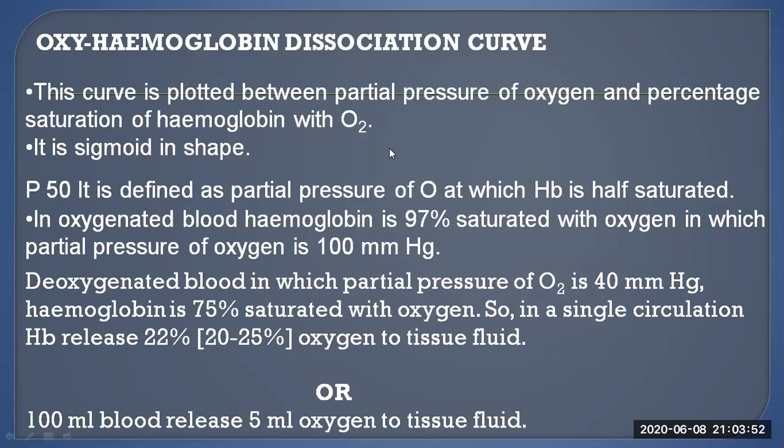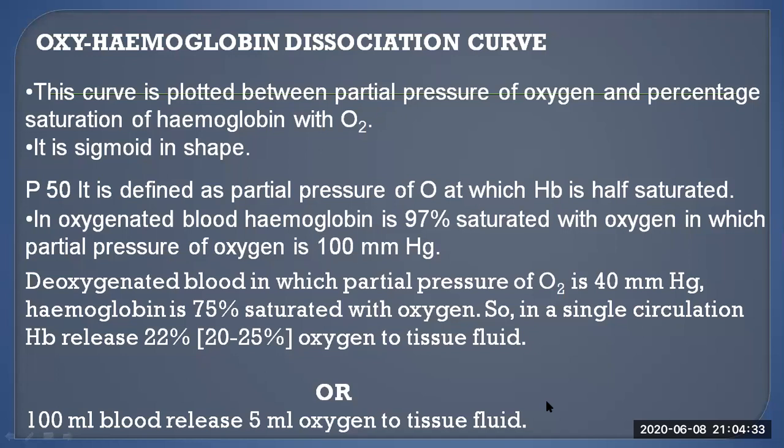Before I discuss the oxyhemoglobin dissociation curve, OHDC, we will talk about hemoglobin. What is hemoglobin? Hemoglobin is the pigment which has the ability to carry oxygen molecules. In the oxyhemoglobin dissociation curve, we will see how the binding affinity with oxygen molecules increases or decreases, and which factors affect the binding of oxygen with hemoglobin.